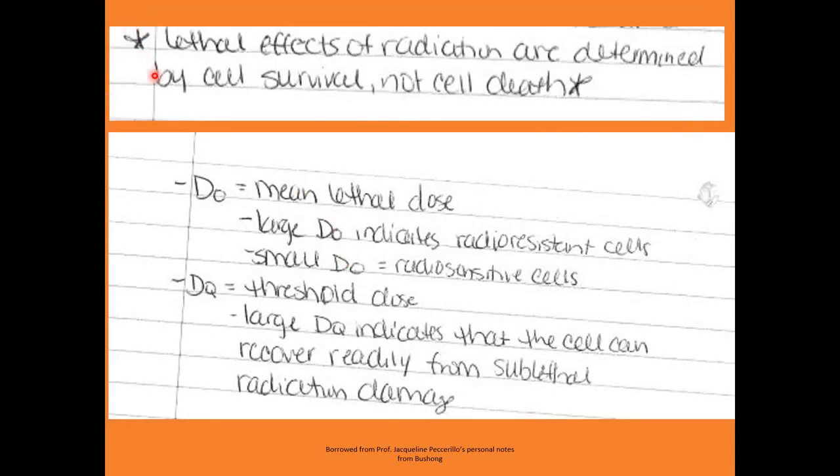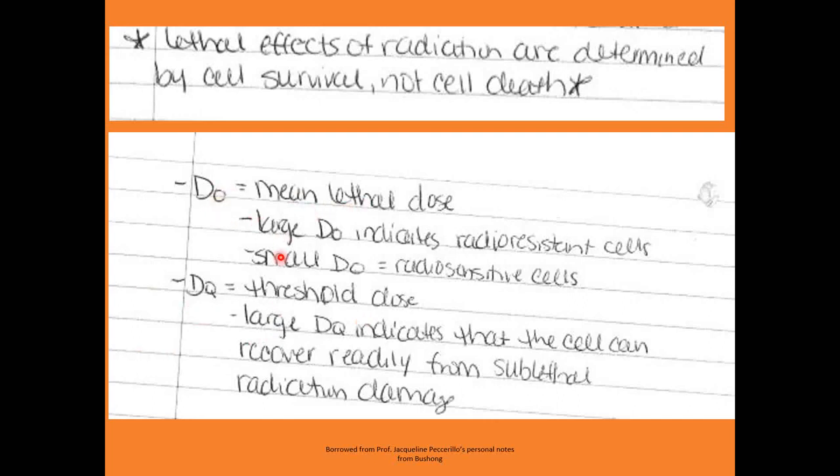Very important to remember that your lethal effects of radiation are determined by cell survival, not cell death. Again, your lethal effects of radiation are determined by cell survival, not cell death. And the two things next that you do need to know is your mean lethal dose, which is your DO, and your threshold dose, which is your DQ.